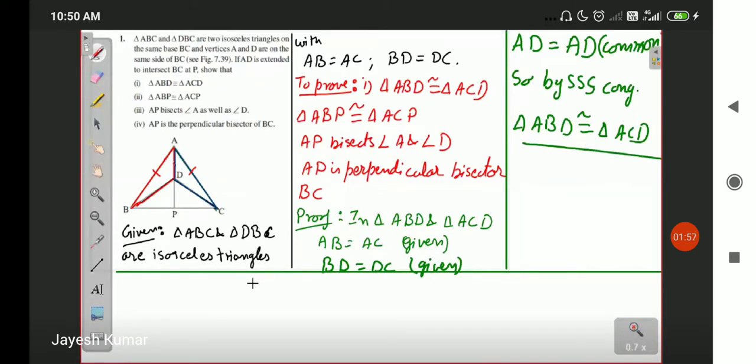Since these two triangles are congruent, that means this part of angle A and this part of angle A are also equal. Which parts? These new green parts. These two parts of angle A should also be equal. If these two triangles are congruent, then angle BAP and angle CAP are both equal, or you can say that this line AP is the bisector of angle A. So we have proved one part of part 3, and we will prove that AP is also the bisector of angle D later on.